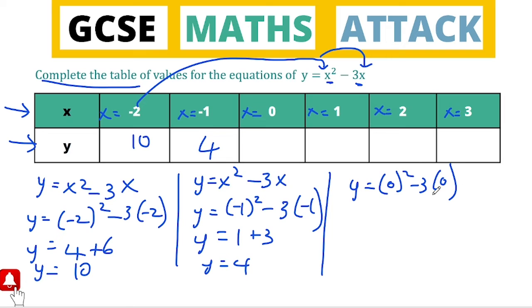And I'm just going to put that in. I know that's going to give me a 0. I know that's going to give me 0. So overall, my answer is going to be a 0. I have done x equals minus 2. I've done x equals minus 1. I've done x equals 0. And I have x equals 1 to do.